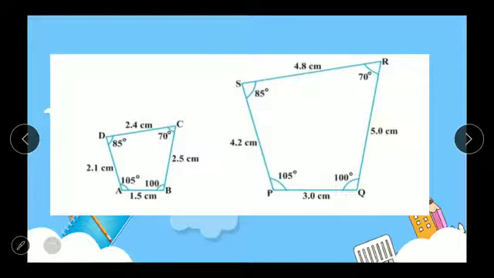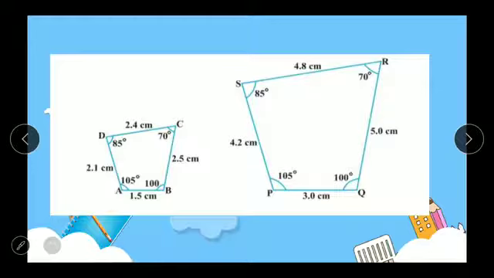Now in this picture, ABCD is a quadrilateral and PQRS is another quadrilateral. Both have corresponding angles equal. Angle A is equal to angle P, 105. B and Q are equal to 100 degrees. C and R are equal to 70 degrees and D and S are equal to 85 degrees.